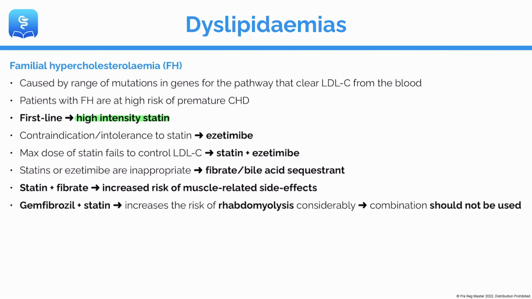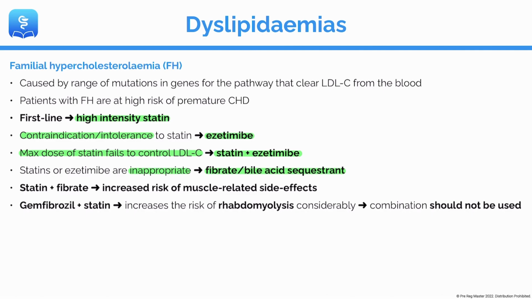Patients with primary heterozygous familial hypercholesterolemia who have contraindications to or are intolerant of statins can be considered for treatment with ezetimibe as monotherapy. If the maximum tolerated dose of a statin alone fails to provide adequate control of LDL cholesterol, a combination of a statin and ezetimibe is recommended. In patients for whom statins or ezetimibe are inappropriate, treatment with a fibrate or a bile acid sequestrant can be considered under specialist advice.